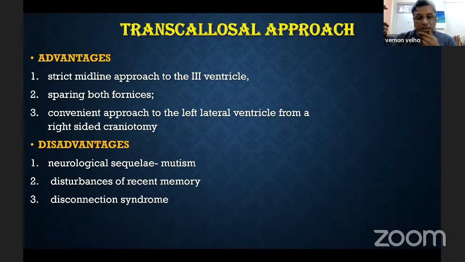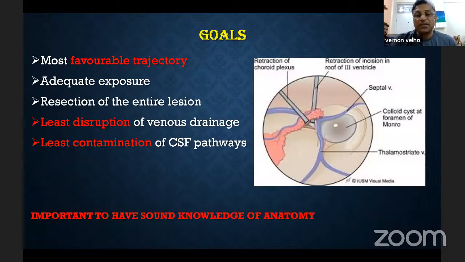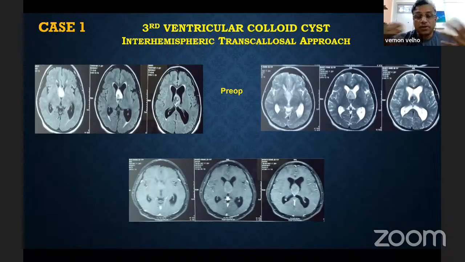The advantage of this approach is, one, that it gets you straight into the third ventricle. And I believe the microscope is the best because you can do a complete job. This is the anatomy you would see. So, going straight to the cases.